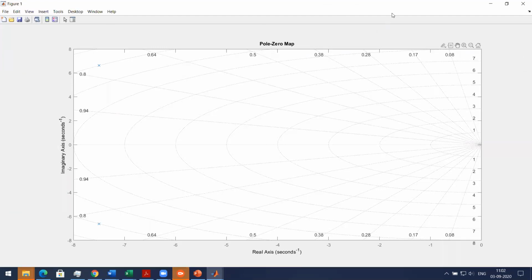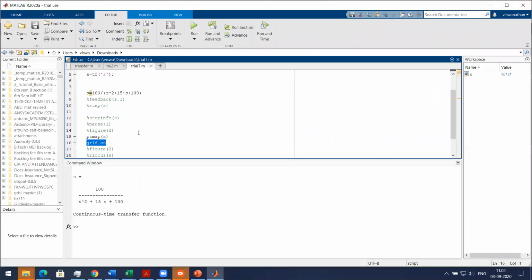So why are we discussing all this? Because when you design the controller, they'll define everything in terms of damping ratio and omega n. They'll not say the rise time should be so much, the percentage overshoot should be so much, the settling time should be so much, the peak time should be so much. Instead of defining that, if you see the step info, I'll comment these things.